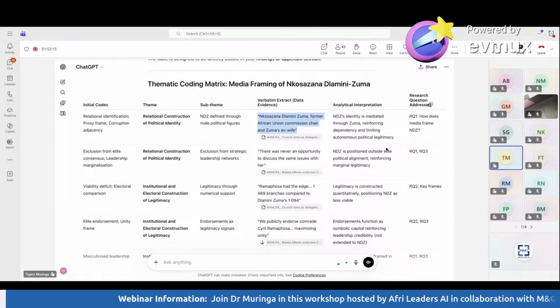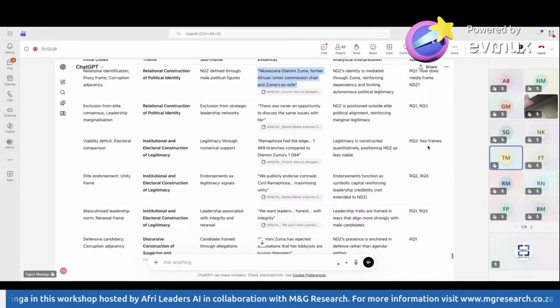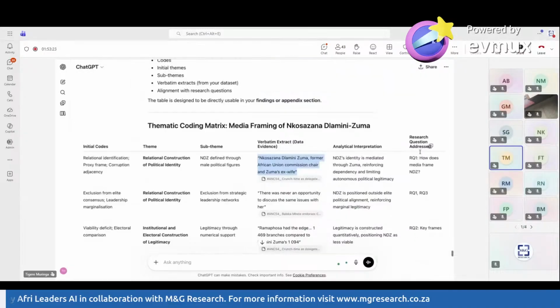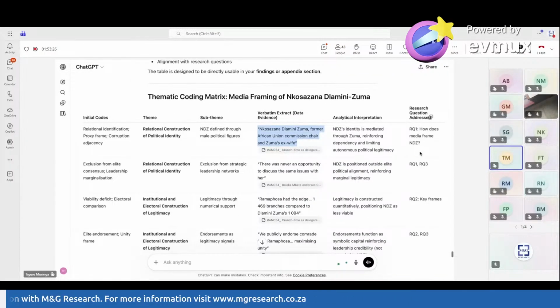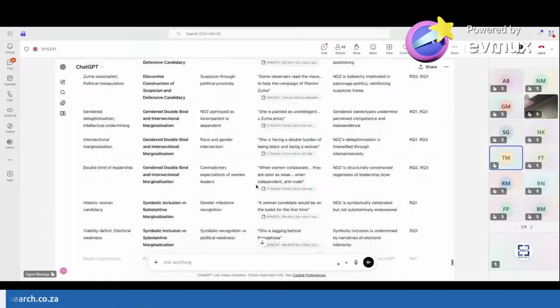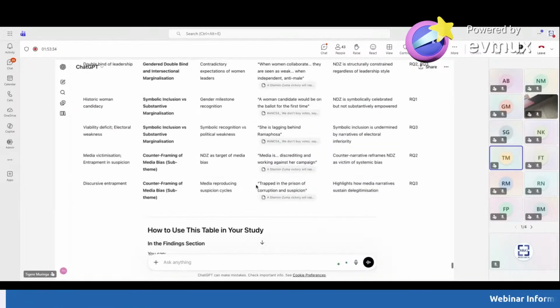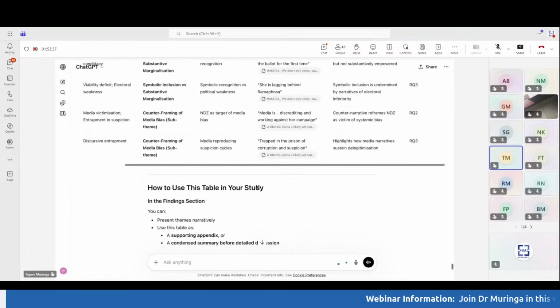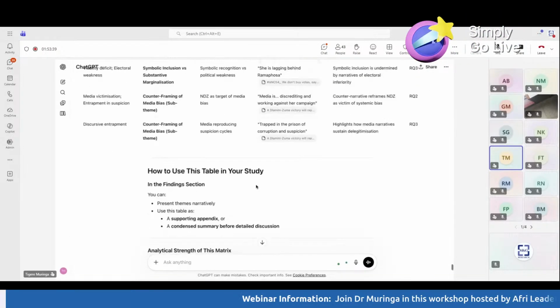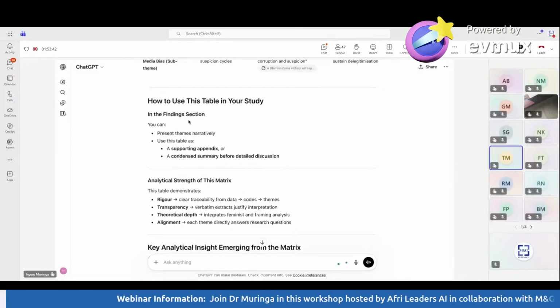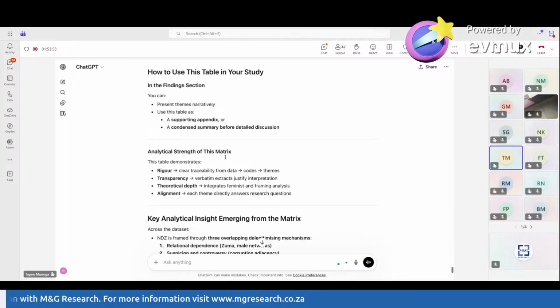The second theme answers research questions number 2 and 3. Then the third theme answers research question number 3. So, depending on how you want to structure your thematic analysis in your dissertation, you take all the themes and codes that answer research question number 1 and structure them accordingly. It says how to use this table in your study. It gives you direction: you can present themes narratively, or use this table as a supporting appendix or condensed summary before the detailed discussion.